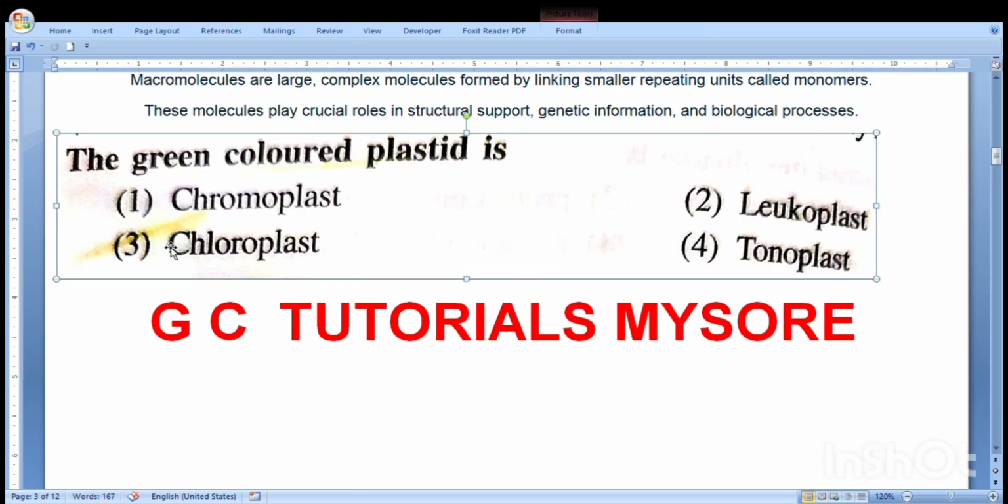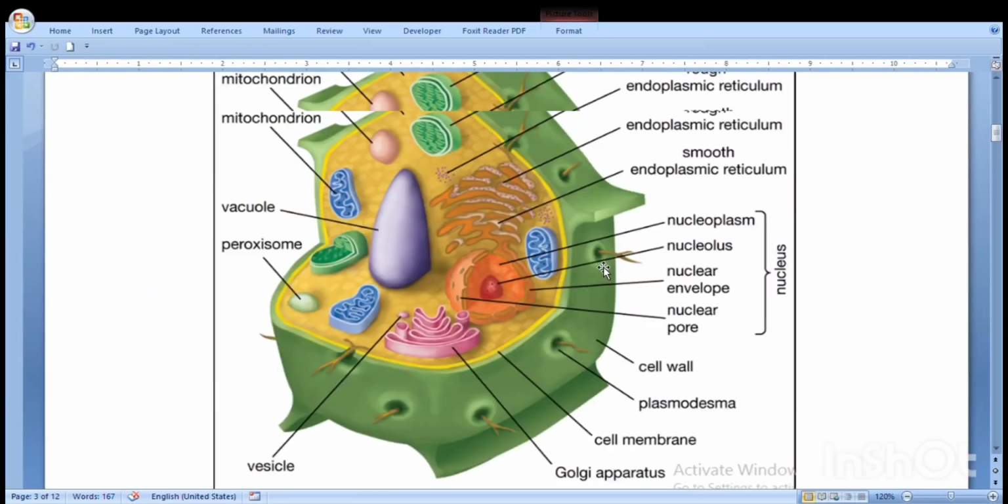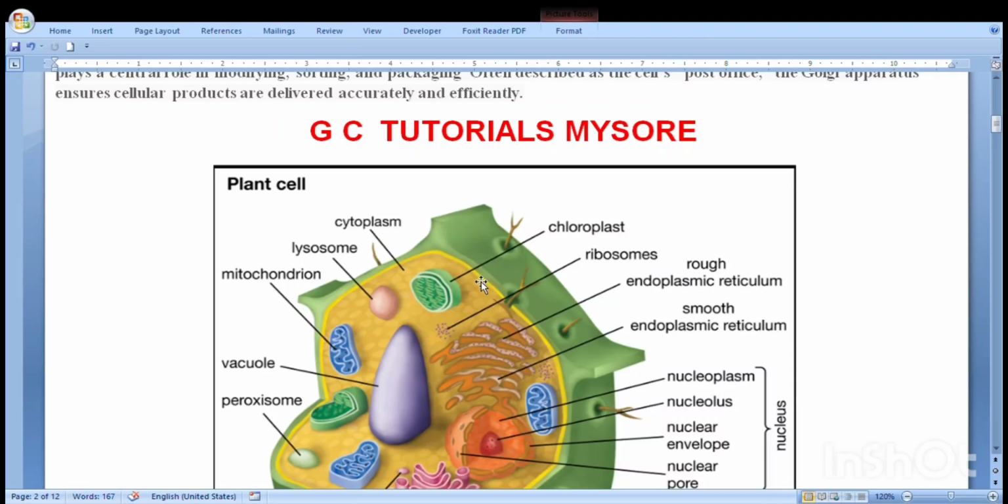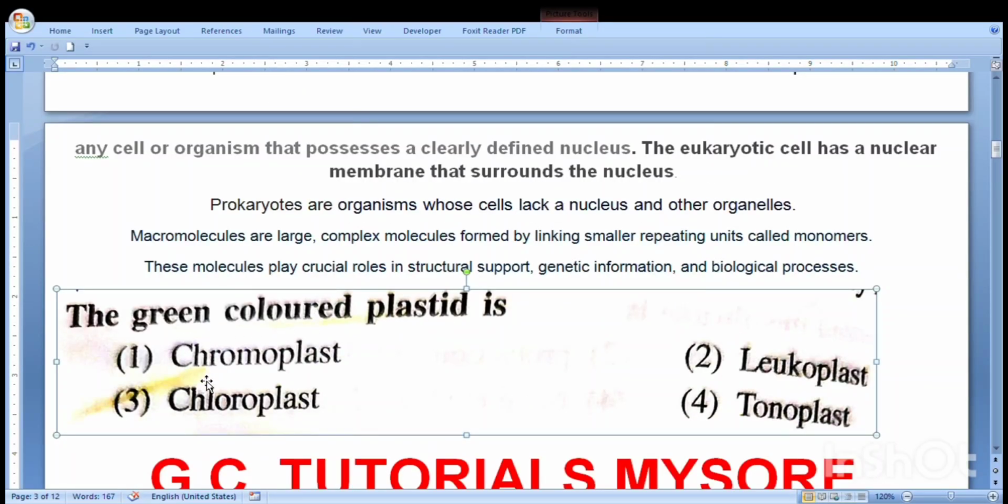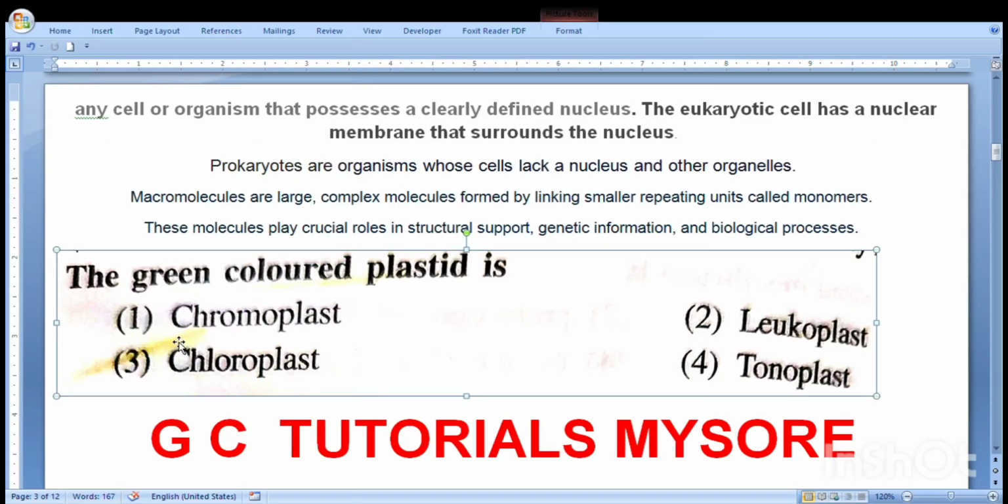In case of chlorophyll, we have a green color pigment in the chloroplast. This is the green color pigment, chlorophyll. In case of chromoplast, the red, yellow and orange pigments give color to fruits and flowers.